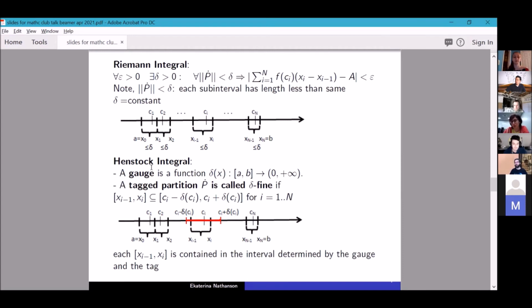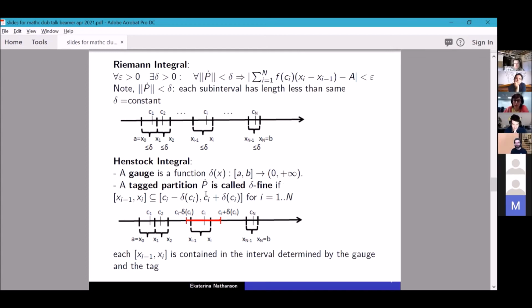So what happens in the new integral? This is all old school. This is all the Riemann integral, what you knew before. We make a small change. Instead of making this delta constant, we make it a function. So now it's a function. It is defined on the interval [a, b] and goes from [a, b] to the positive numbers.